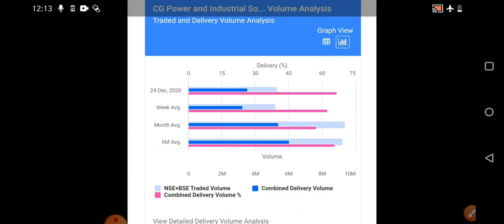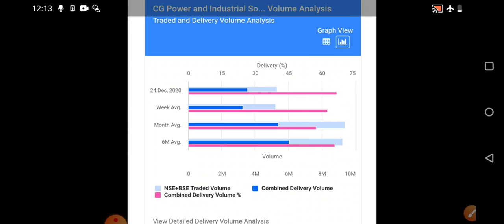So what does it imply? Operator activity is reducing. Operator activity reducing implies that the maximum downtrend we may see is getting reduced. Buying is taking place at the low levels. That is the meaning of what I was telling.